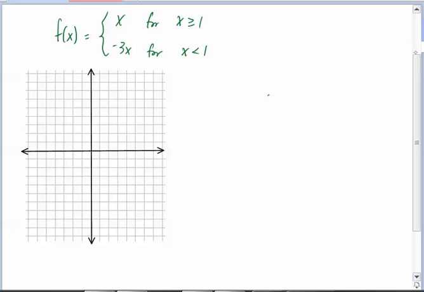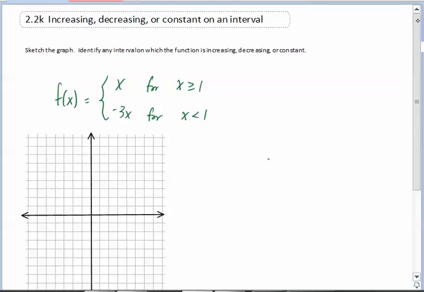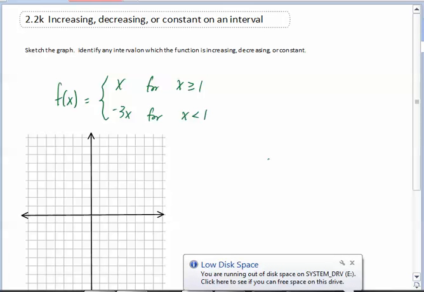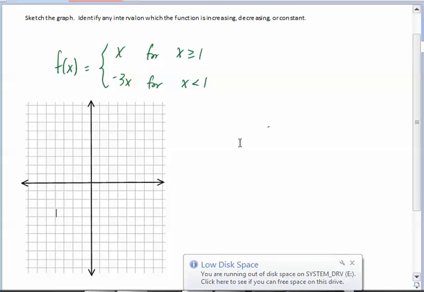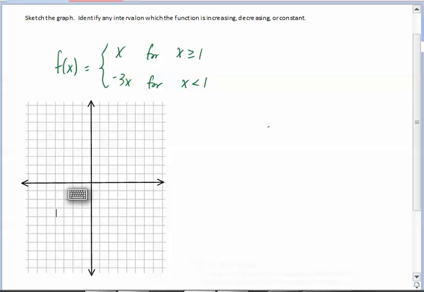So this graph is going to be a piecewise. I hope you watched the previous video about increasing, decreasing, or constant intervals. So we're going to take a look at graphing our own piecewise function, and then we're going to look at the intervals on which the function is increasing, decreasing, or constant. So let's take a look. If you haven't watched my video on graphing a piecewise, you might want to go back and do that. This might make more sense if you've already watched the other one.